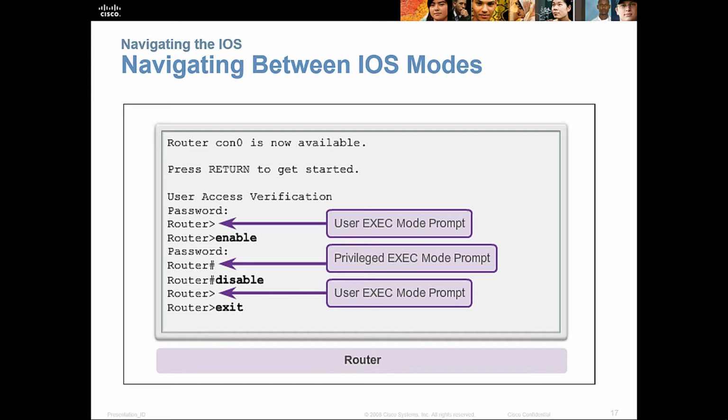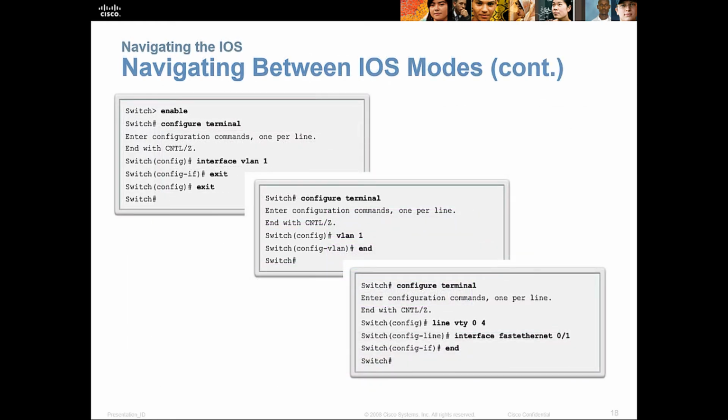So when you first get in, you're going to notice a caret. Enable allows you to go from the caret to the pound. If we disable or exit, we'll go back from our pound back to our caret. So that's basic navigation between the different IOS modes, from user exec to privilege exec, back and forth. And then configure terminal again gets you from our exec mode to our global configuration mode.